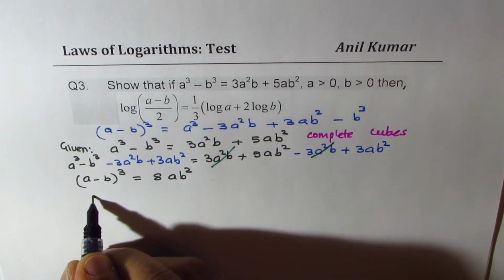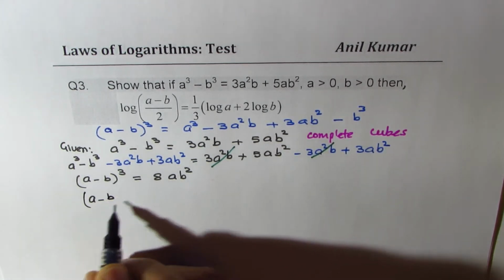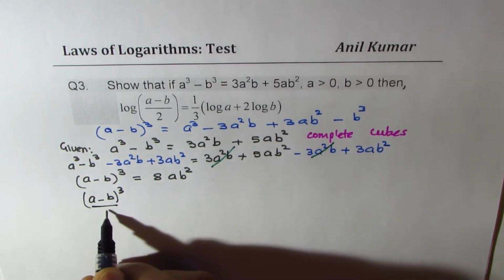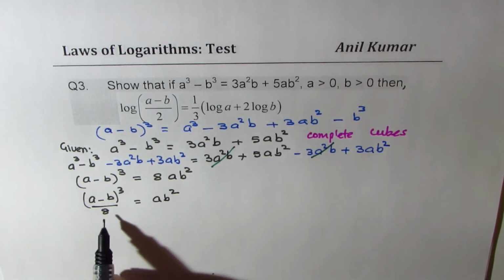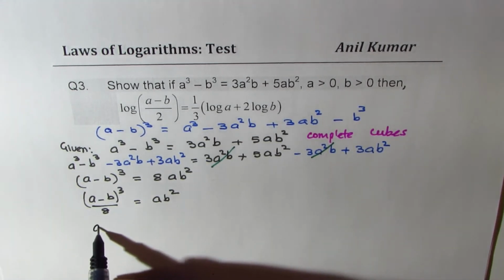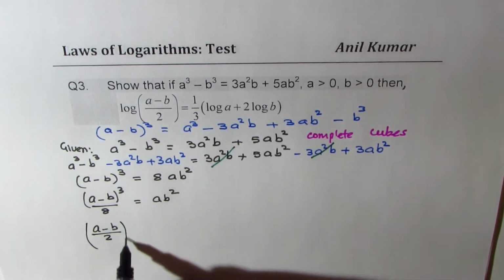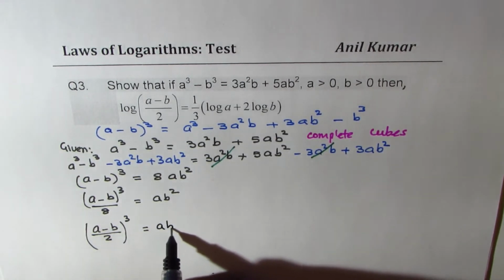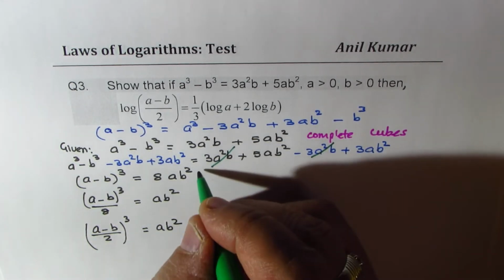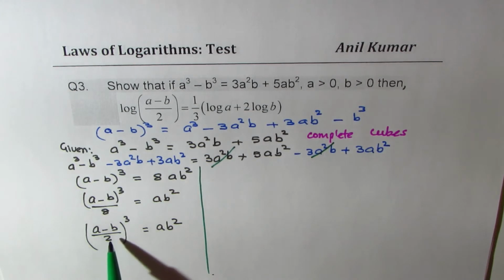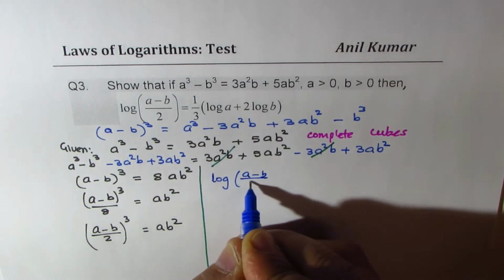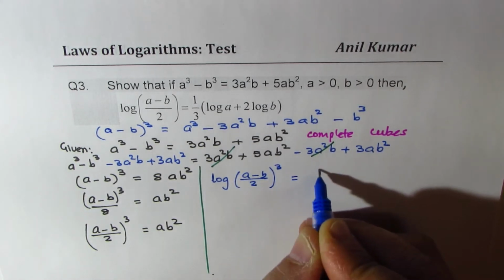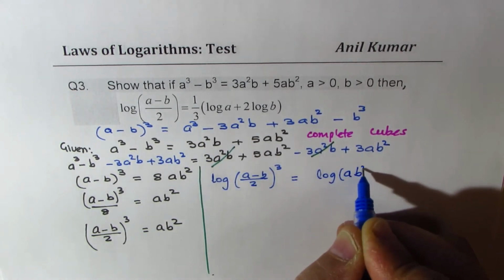So let's rearrange. We get (a minus b) whole cube divided by 8. Since we want 2 in the denominator, right? And here we have ab square. Now 8 is 2 cubed, so we could write this as ((a minus b) over 2) whole cube equals ab square, correct? Now since we need that expression, we have to only take log on both the sides. So taking log on both sides, we get log of ((a minus b) over 2) whole cube equals log of ab square.